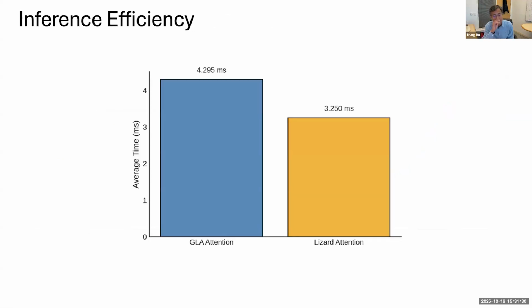So here is also the comparison benchmarking the inference efficiency of our attention compared to gated linear attention, a popular linear attention approach. We also improve the inference time by about 32% compared to gated linear attention.